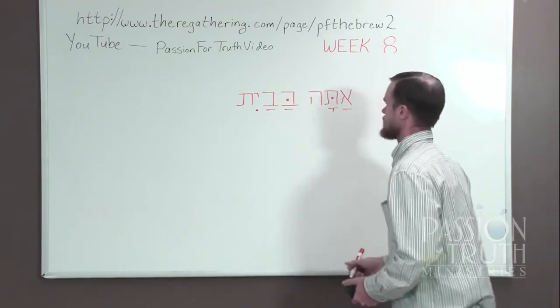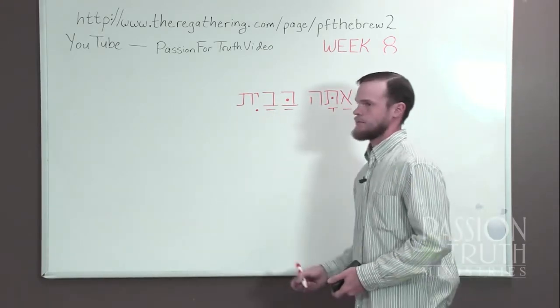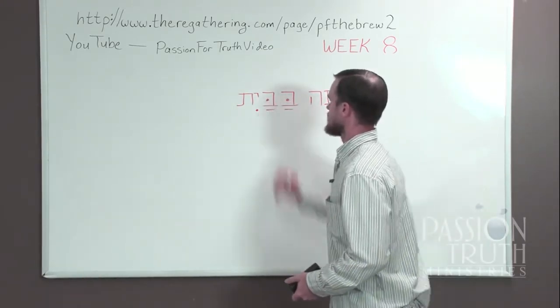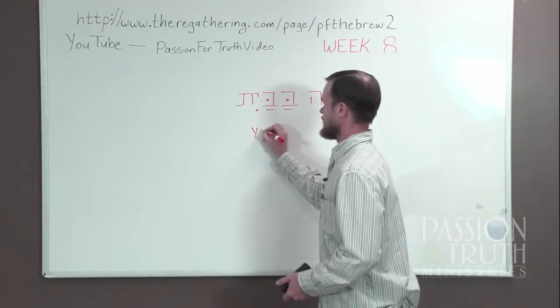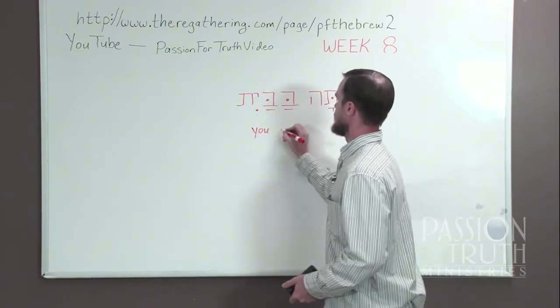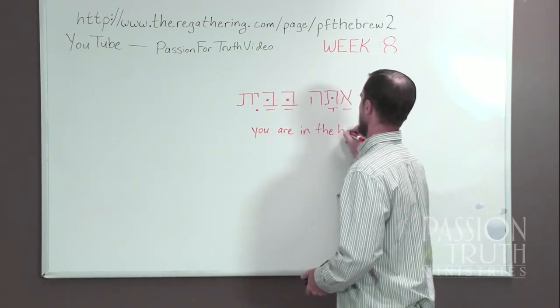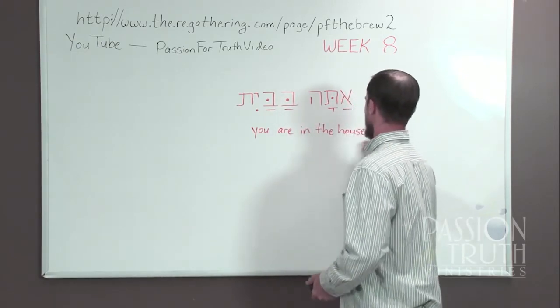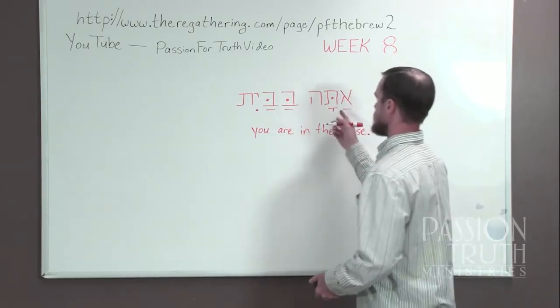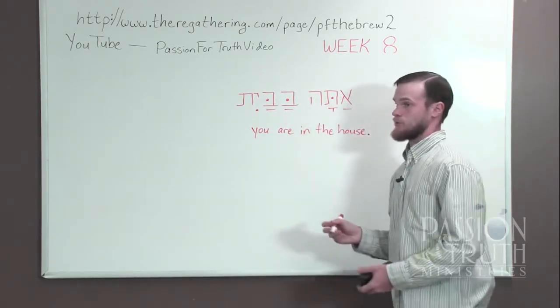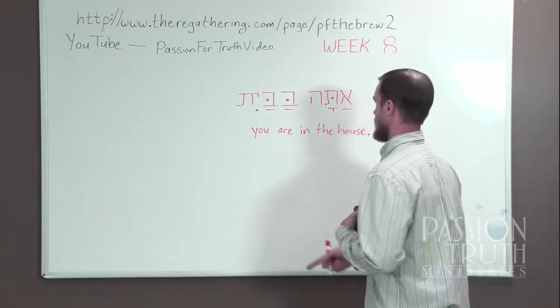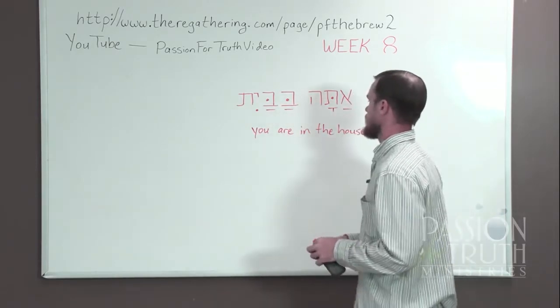Okay, this is a sentence. Ata babayit. Right, that's you. The house. That's exactly right. You are in the house. And you is singular and masculine. So this is when I'm talking to one man. You are in the house.